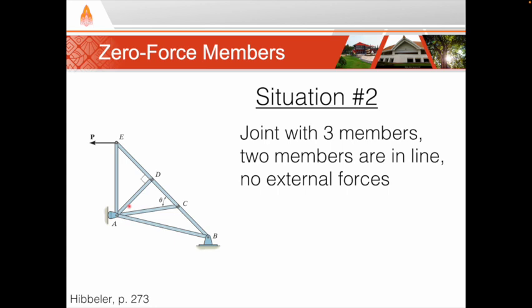Can you find another joint with a zero force member? If you said joint C, you're correct. Joint C also has 3 members attached to it, and we see that DC and CB are in line. There are no external forces applied at the joint, and so member AC is a zero force member.